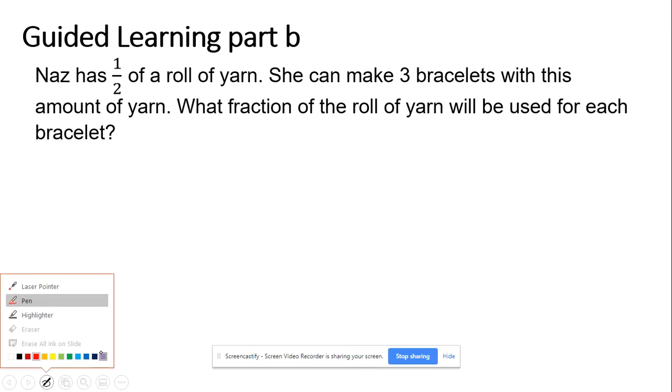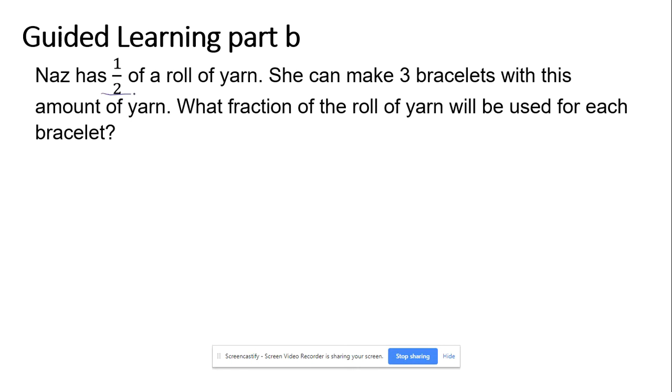So let's see, I'm going to change colors. All right, so she has half of a roll of yarn, and she's going to be making 3 bracelets with this. So I see that we're starting with 1/2. That's what we're splitting up. And I can see that she's using the same roll to make 3 bracelets. So to me, that's saying that she evenly needs to be sharing or distributing this roll of yarn. So that means we're going to be dividing, and we're going to be making 3 bracelets with this.